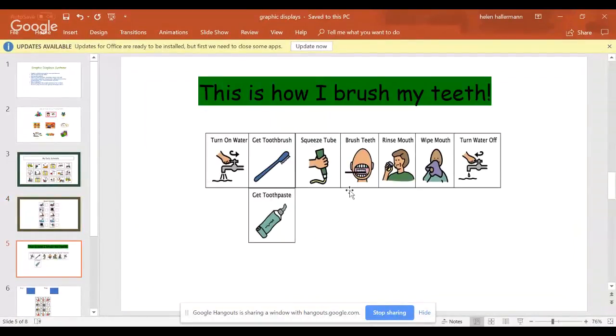Another great use for graphic displays is step-by-step instructions. Basic tasks can be hard for children with autism. By having these taped to the mirror in the bathroom or other instructions throughout the house or classroom, they can look, they know what's expected, and they can go step-by-step with each task.